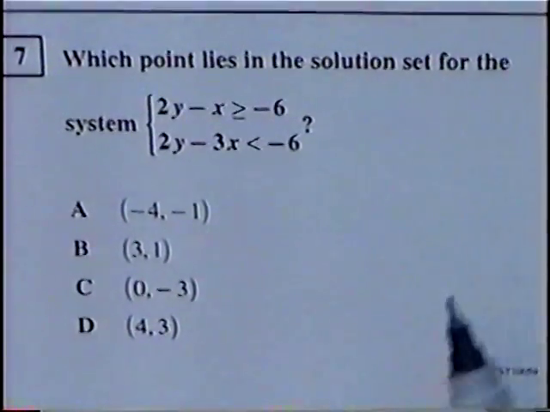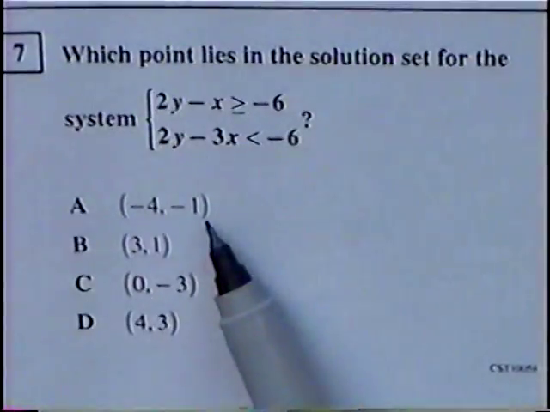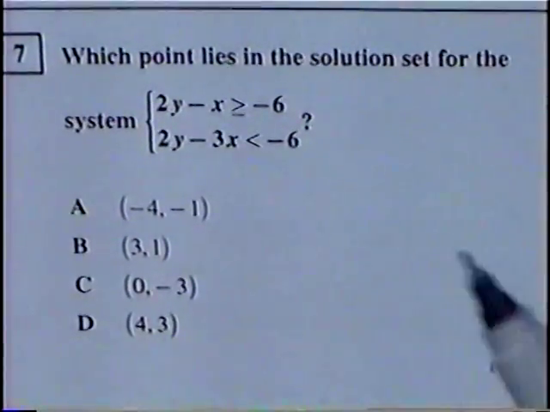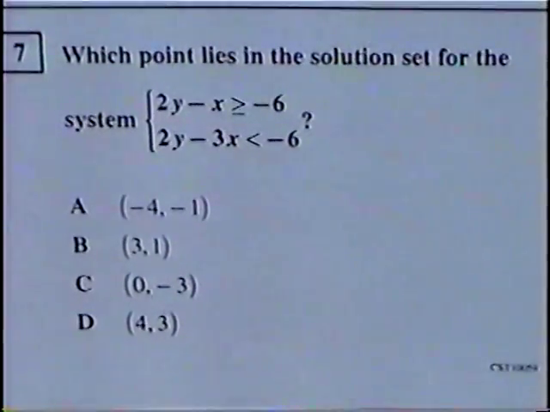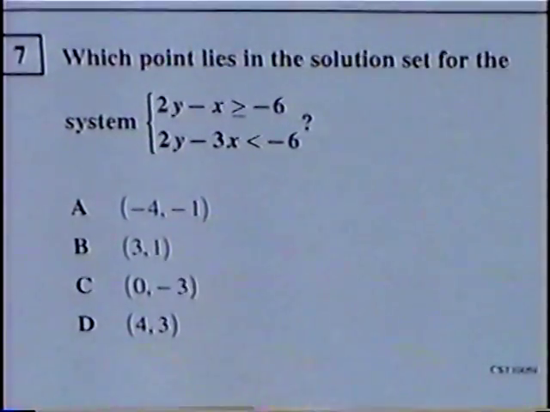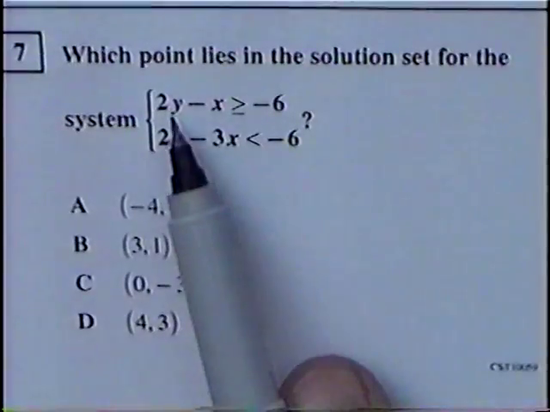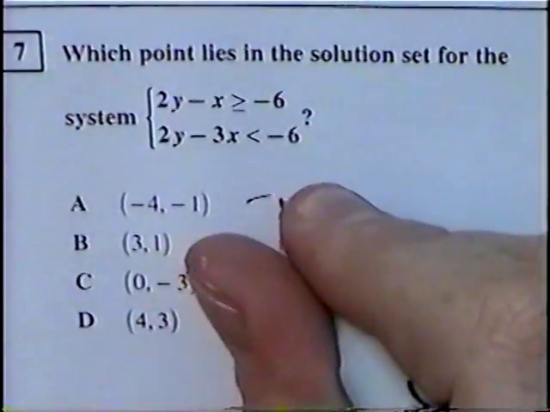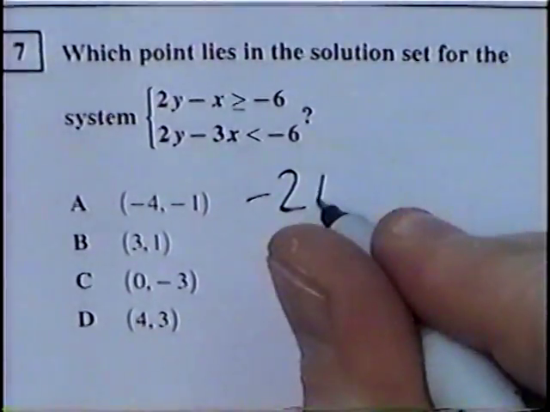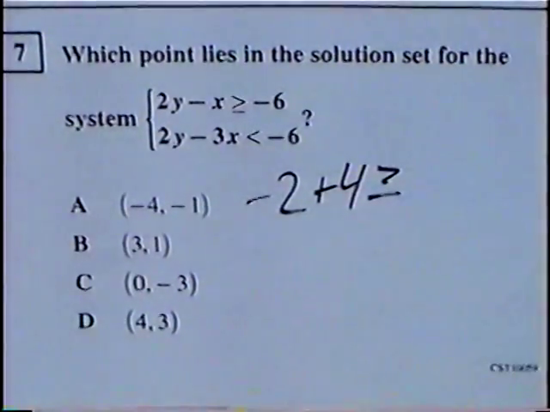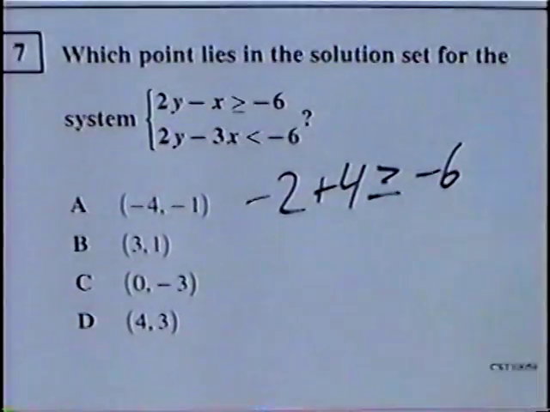To find the point that lies in the solution set, we can take the points, plug them into the equations, and see which point works for both equations, or both inequalities. The first one, x equals negative 4 and y equals negative 1. 2 times negative 1 would be negative 2, and a negative x would be a plus 4, is greater than or equal to negative 6.